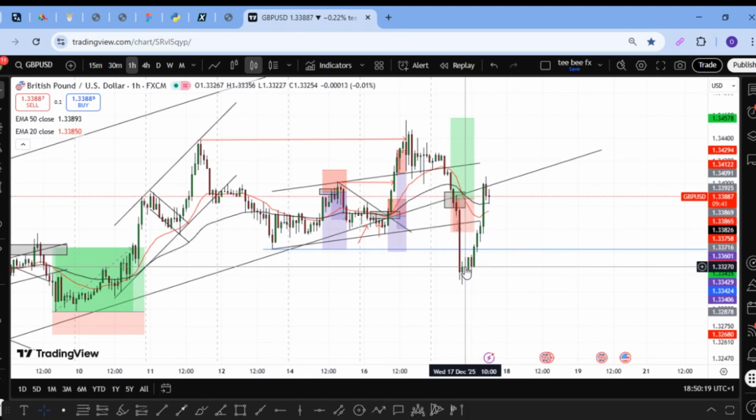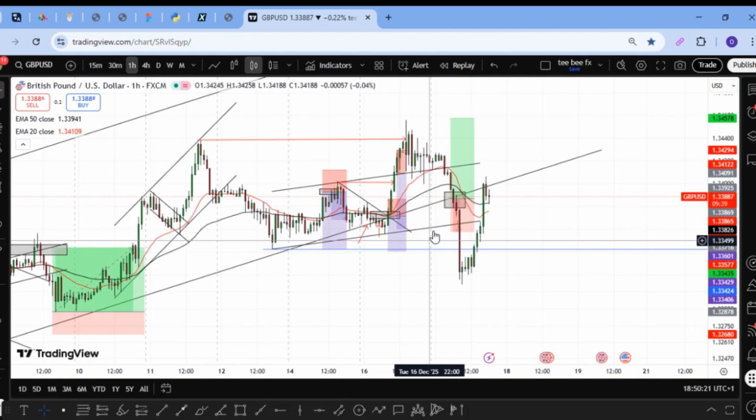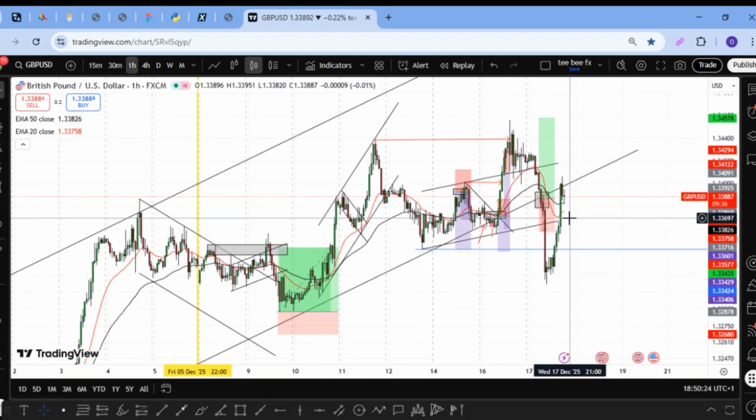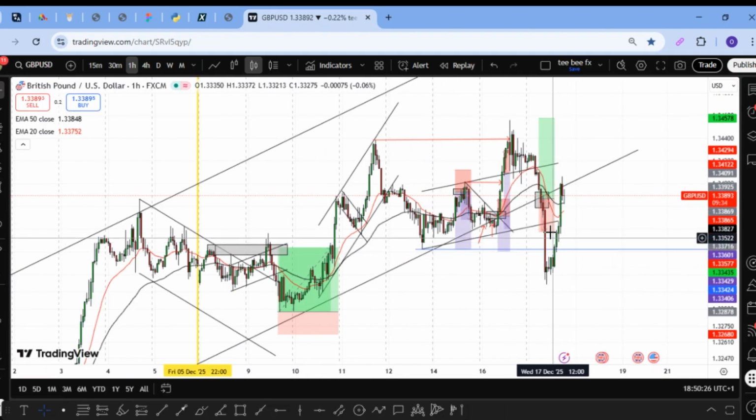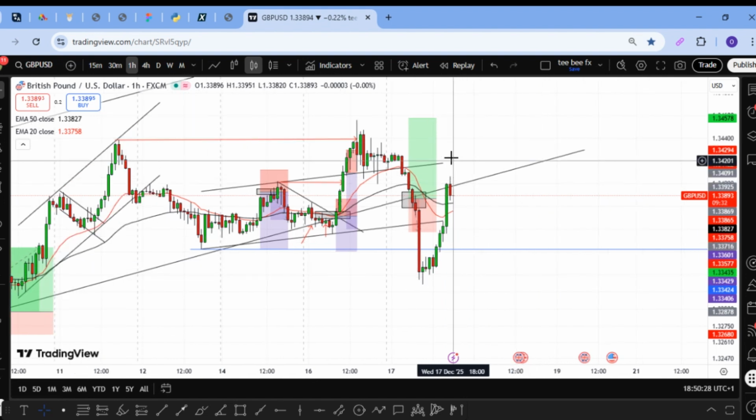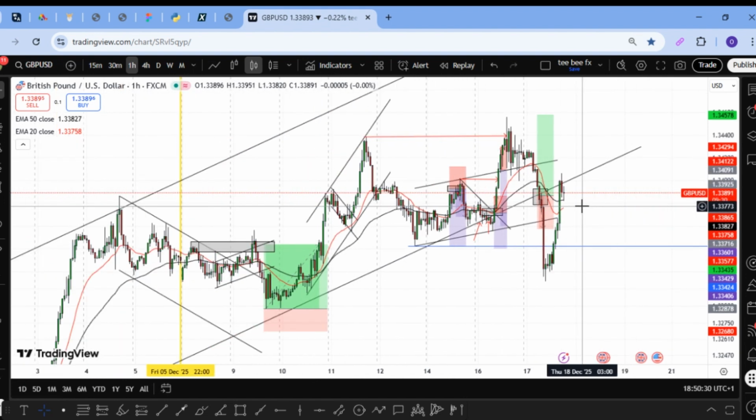What price actually did was it took this low, maybe as a form of liquidity. I don't really know, but this looks like price took liquidity from this area and now price is reversing to the upside. So that is what really happened today.